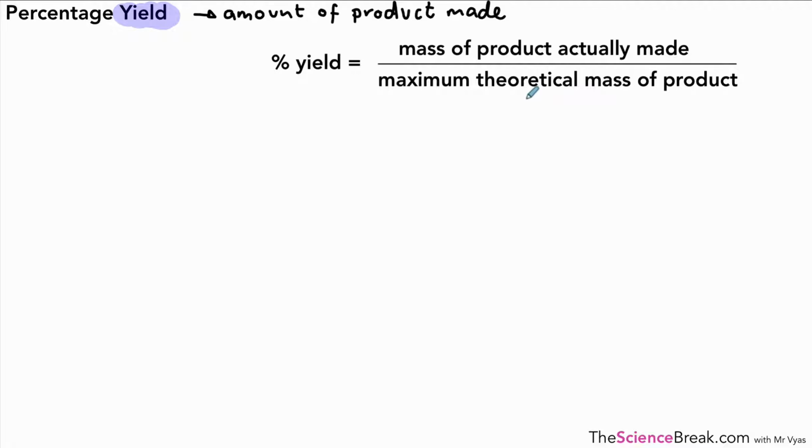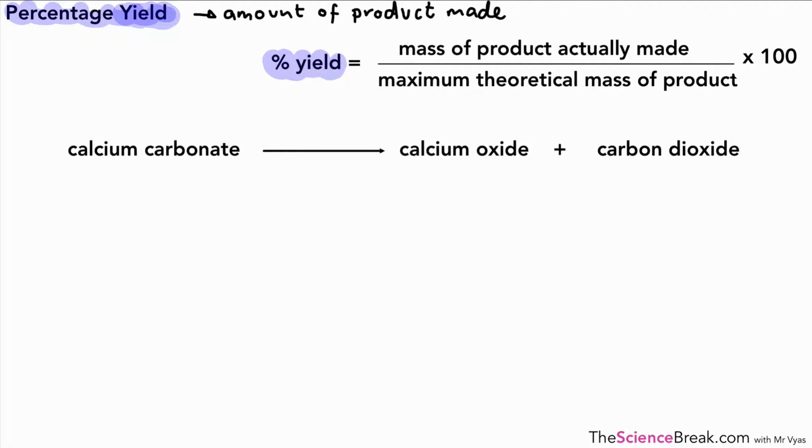And we can also work out something called the percentage yield. And we do that by the equation that's on the screen now. So if you want to work out the percentage yield, you divide the mass of the product actually made by the theoretical mass of the product, times 100.